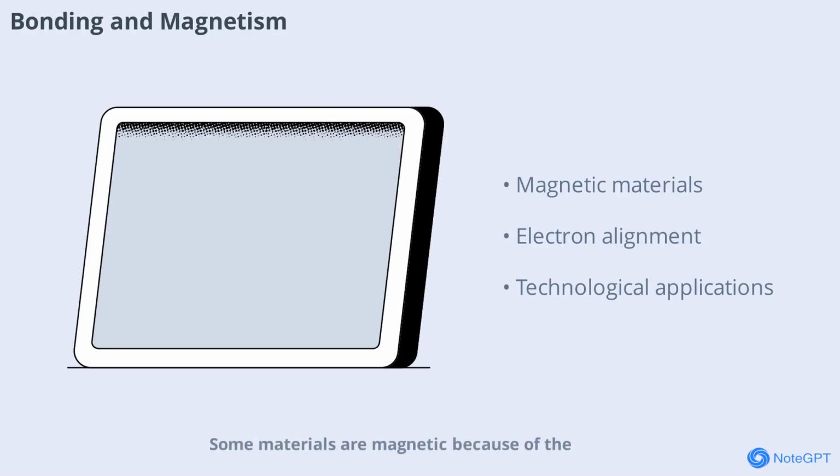Some materials are magnetic because of the way their atoms are bonded and arranged. In metals like iron, the alignment of electrons in certain bonds creates magnetic fields. The study of bonding and magnetism is important in developing new technologies, from electric motors to data storage devices. Understanding the link between bonding and magnetism opens up exciting possibilities in science and engineering.